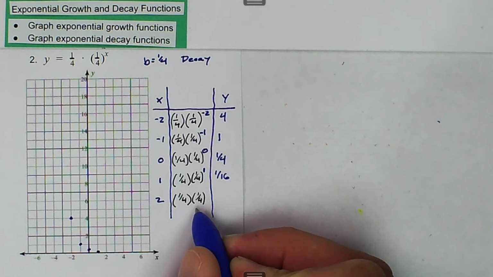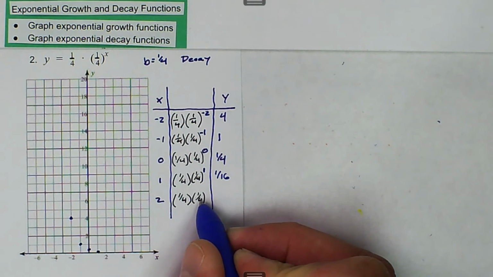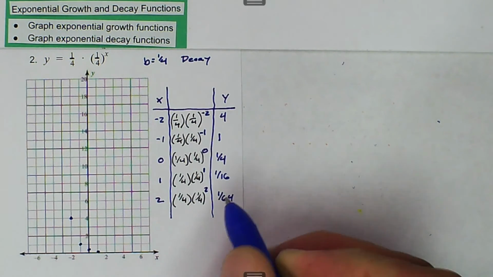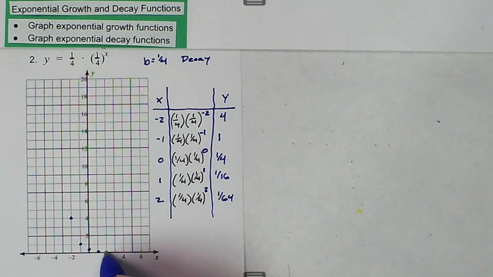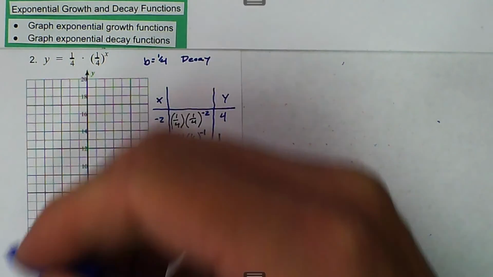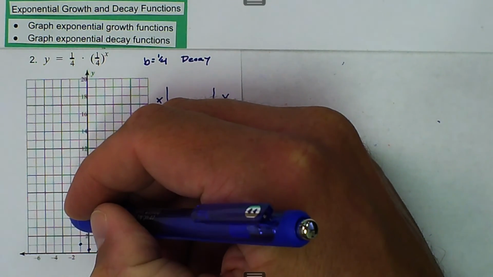And then we have 1/4 squared. So 1/4 squared is 16, and then 16 times 4 is 1/64. So that gets even closer, but still not 0. So then we can sketch that graph, what that looks like.